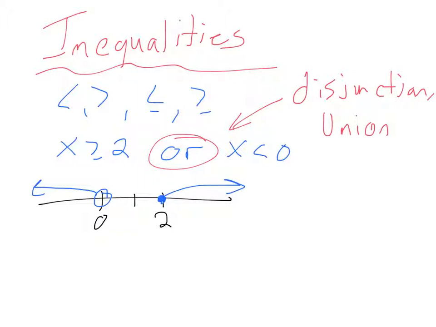So for the word and, both statements have to be true simultaneously. Any number that's part of that solution set has to meet both of those criteria at the same time, not just one of the two. For the word or, the definition is less stringent. Only one of those two things has to be true. So really understanding what a disjunction is versus a conjunction, a union versus an intersection, what and versus or mean, is important to really understanding inequalities, specifically compound inequalities.